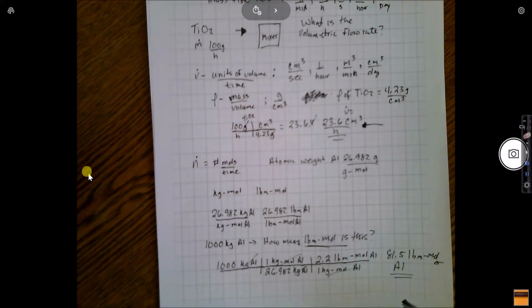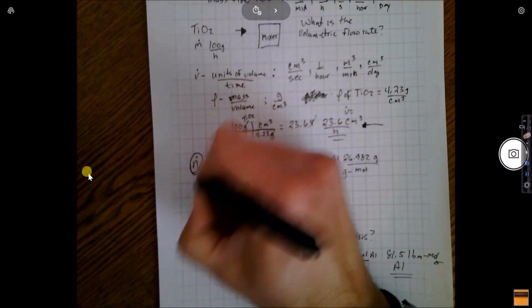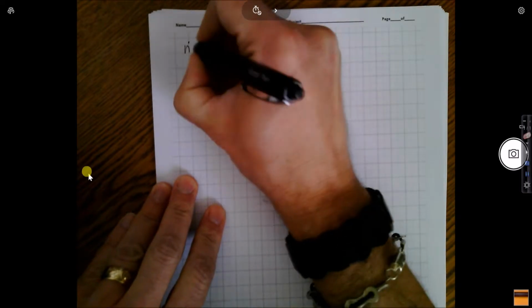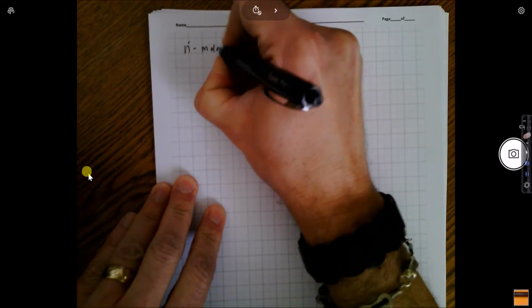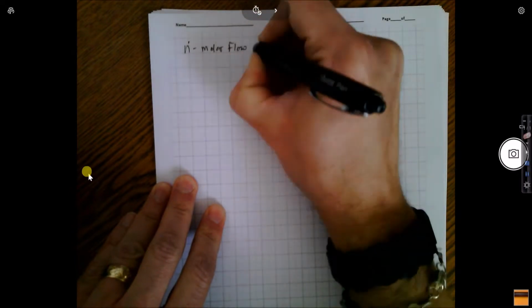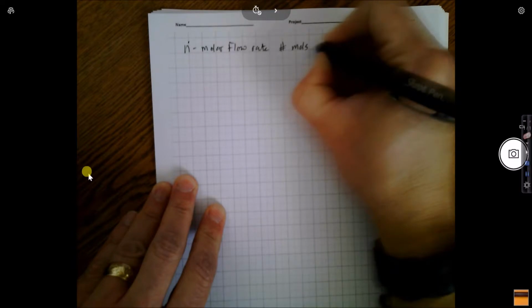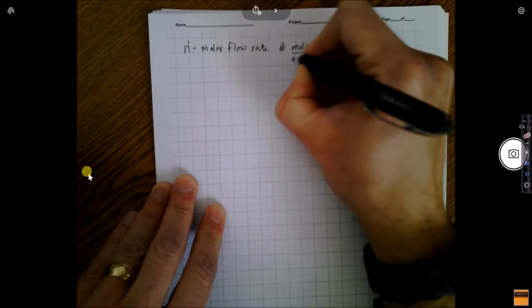If you remember, we got onto the subject of different types of moles because we were talking about molar flow rate, N dot. So if I go to another piece of paper, we can recap a little bit. So molar flow rate, and that's the number of moles over time.